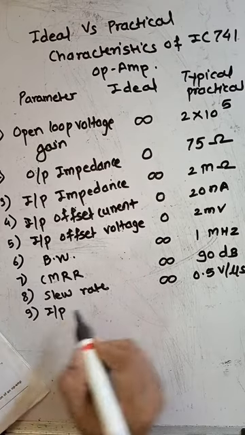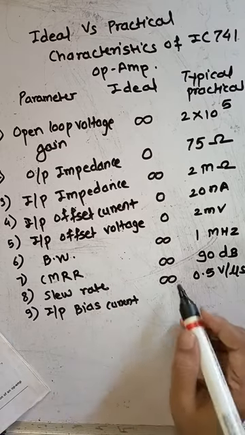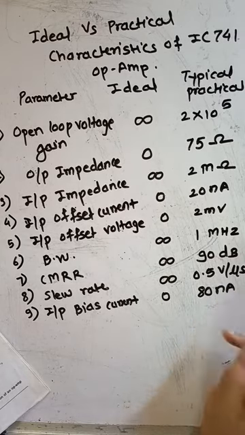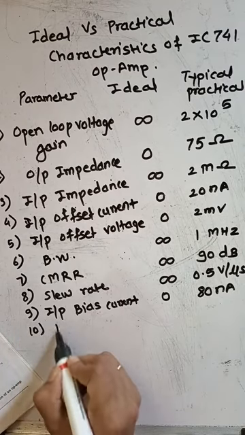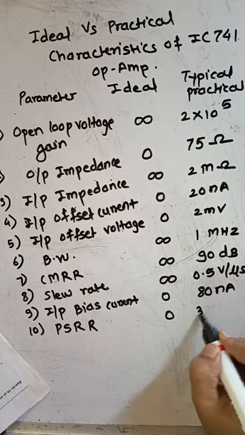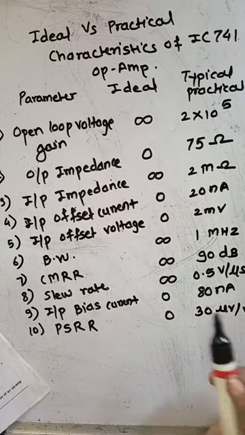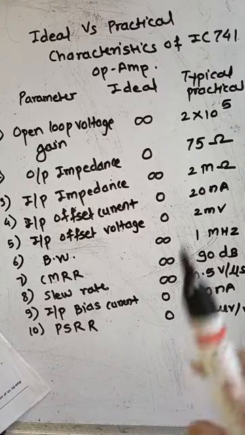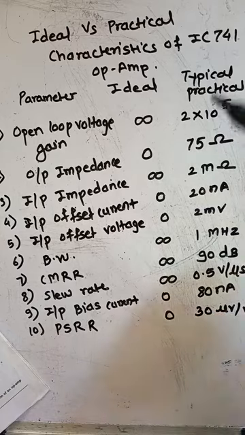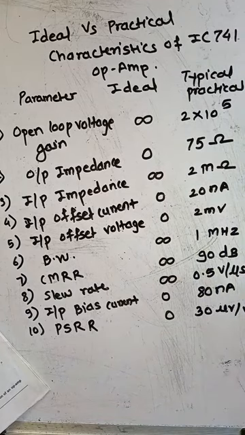Then input bias current of operational amplifier, ideally it is 0 and practically it is 80 nano ampere. And last, power supply rejection ratio, ideally it is 0 and practically it is 3 microvolt per volt. So these are the ideal versus practical characteristics of operational amplifier, but for comparison purpose we can consider IC 741.